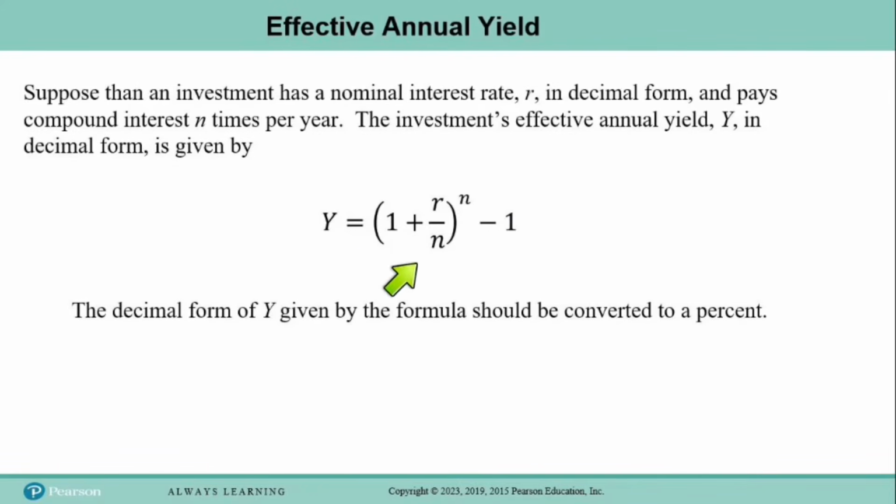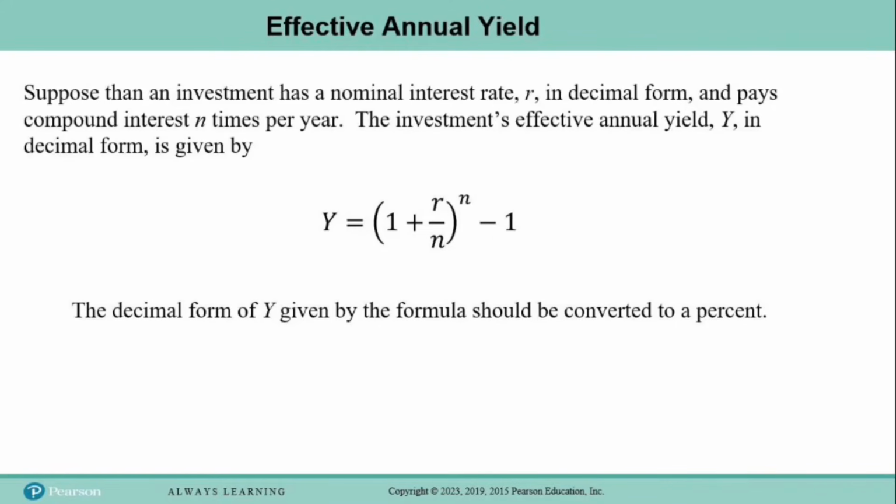Okay, so here is our formula for effective annual yield. Let's read about it. It says, suppose that an investment has a nominal interest rate R. In other words, that's the compound interest rate, the one that they tell you. So it has a nominal interest rate R in decimal form, so we've converted our R to decimal form, and the account pays interest N times per year, just like we're used to. Then that investment's effective annual yield, Y, in decimal form is given by this formula.